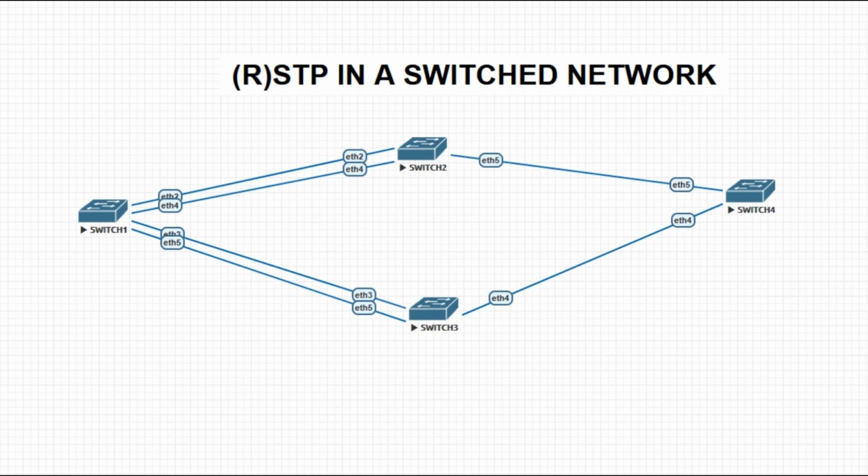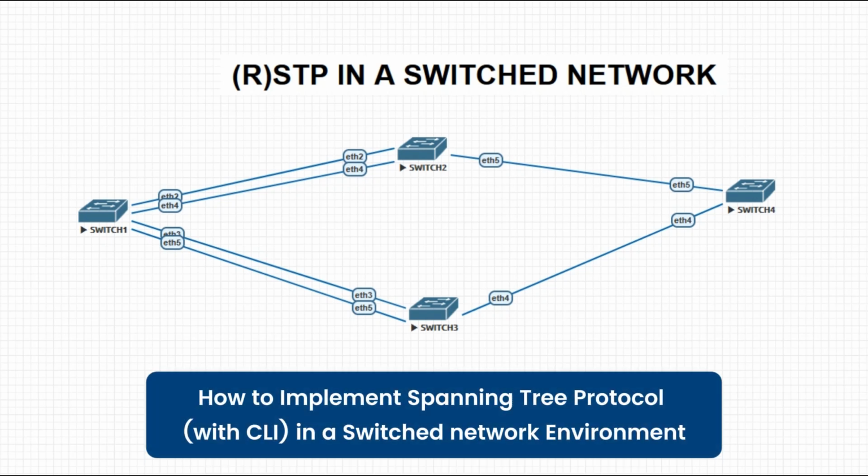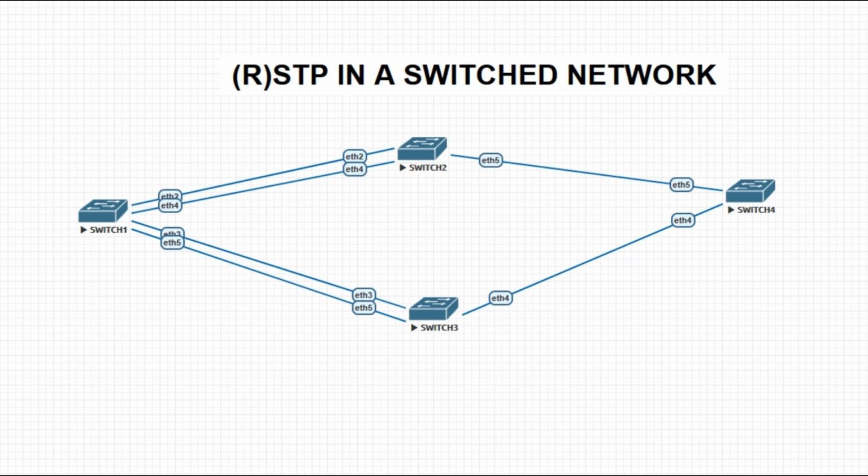Hello all, I welcome you to this YouTube channel, and today what we'll be looking at is how to achieve a loop-free network, particularly if we only have switches that are interconnected. In other words, if you have a layer 2 network and you want to make sure that there is no loop and there is also redundancy, then STP is the way to go, Spanning Tree Protocol.